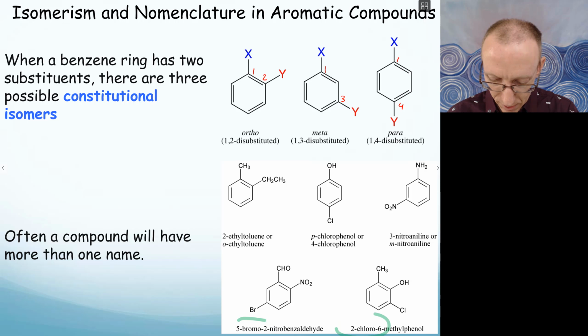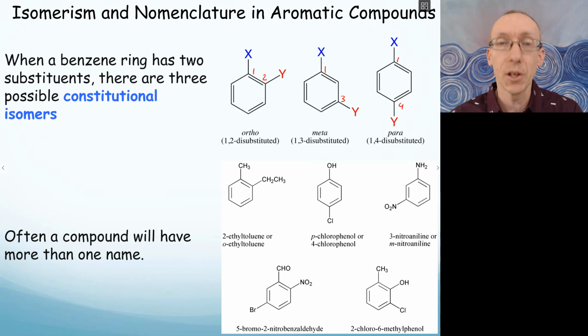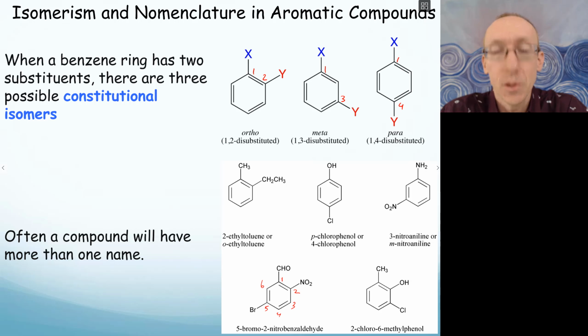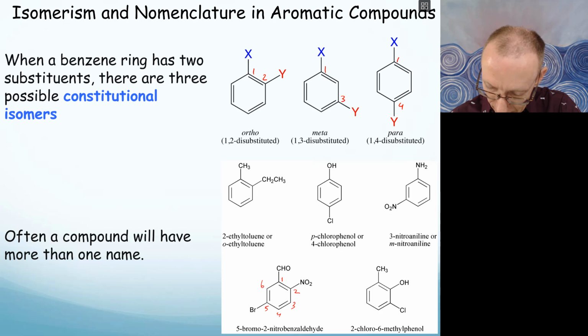And we just start with the part of the molecule that gives the molecule its name. So this is benzaldehyde. And we would start numbering so that we start with 1 being where the aldehyde is and number towards the first substituent, 2, 3, 4, 5, and 6. And so we end up with 5-bromo-2-nitrobenzaldehyde. Same with this one here.